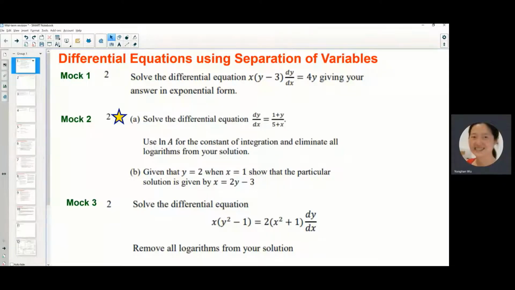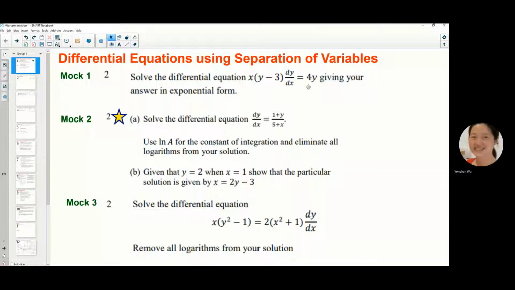In this video, we work through 3 example mock questions on differential equations using separation of variables. As you can see from the 3 examples, these types of questions are usually given in a set of equations with dy dx, and then some y and x in a multiplicative form. In that sense, you see products or divisions of these expressions on both sides of the equation.